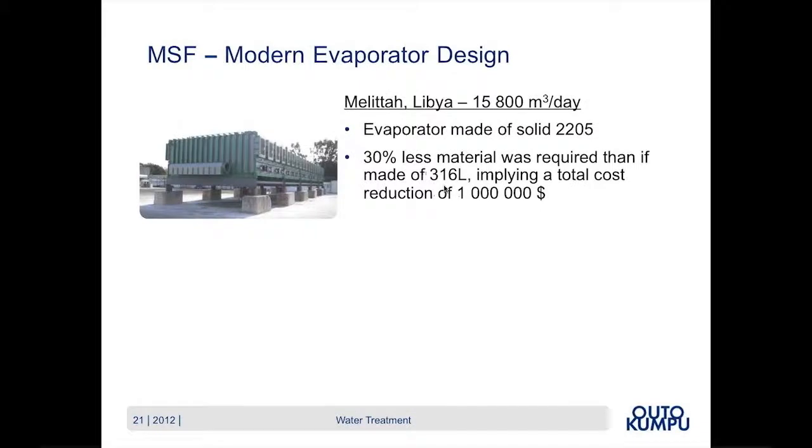So let's look at that in a little bit more depth with a couple of examples. First, we've got the use of 2205 in the evaporator at a multi-stage flash plant in Libya. Because of the higher strength of duplex material, some 30% less material was required. That led to an overall weight saving, which in turn led to a cost saving of around $1 million.